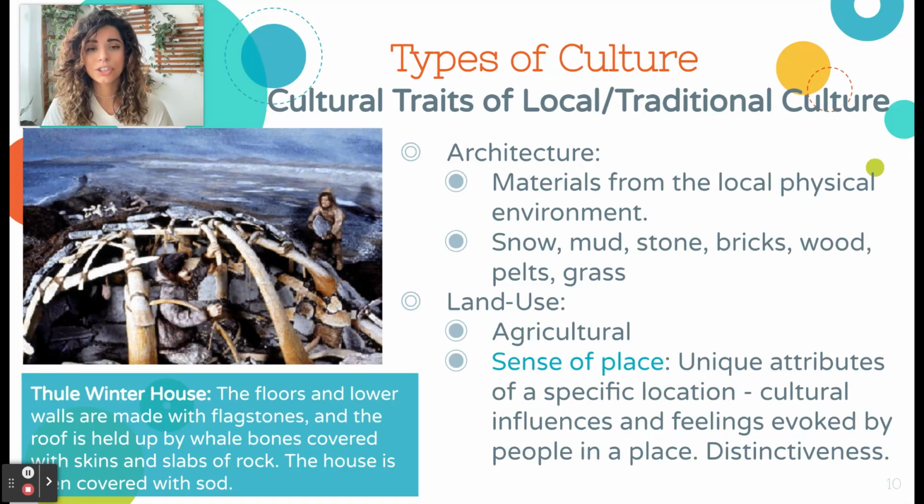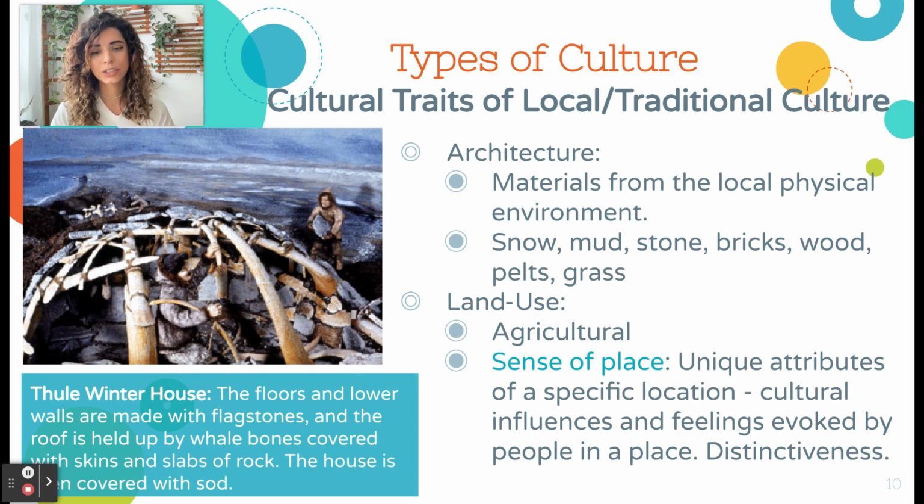Other cultural traits of local and traditional culture include architecture and land use. When we're talking about architecture within the context of local and traditional cultures, we see materials that come from the local physical environment. Again, with this idea of localization, being more rural or more isolated, they're not importing materials from outside areas. So, they will use what is available to them, which can include snow, mud, stone, bricks, wood, pelts, grass, whatever they can find in that nearby area.